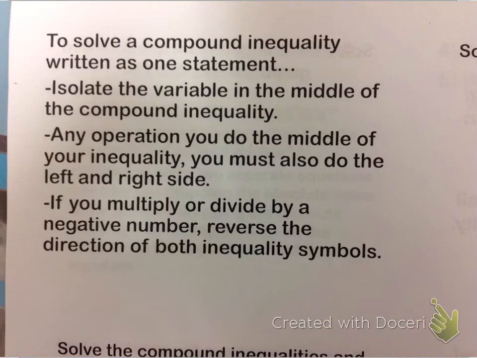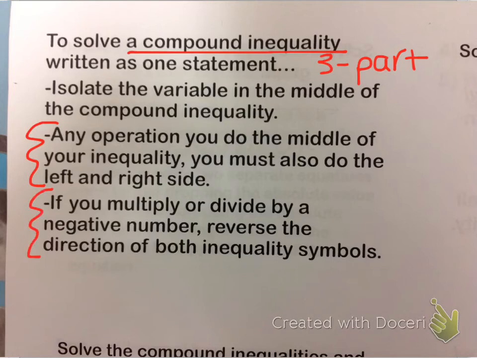So when you have a compound inequality that is written as one statement, which means a 3-part inequality, then you're going to follow all the same steps. The only thing that really changes is this right here. Anything you do to the middle of your inequality to get your variable by itself, you have to do to both of the other sides, not just one other side. And of course that means that if you multiply or divide by a negative, you've got to flip both inequality symbols.